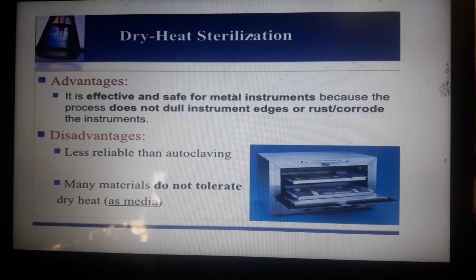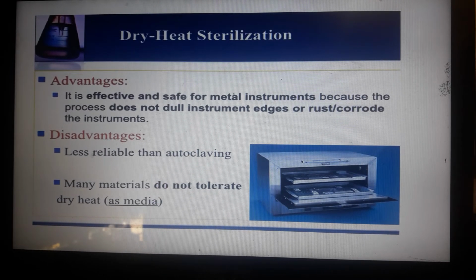Dry heat sterilization is effective and safe for metal instruments. Okay? So that is an oven. And then this is less reliable than autoclaving. Many materials do not tolerate dry heat as media. Usually, dry heat requires a fairly high temperature, and then it is limited only to metal instruments. Okay?